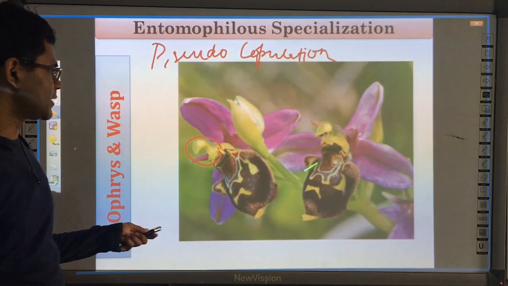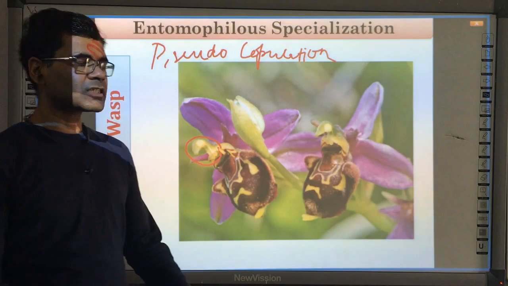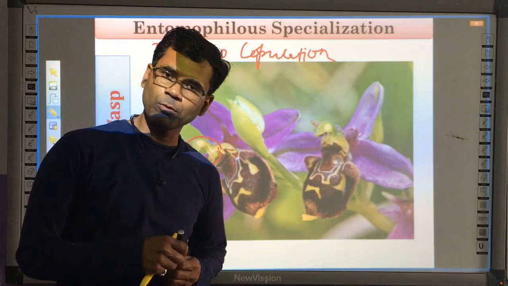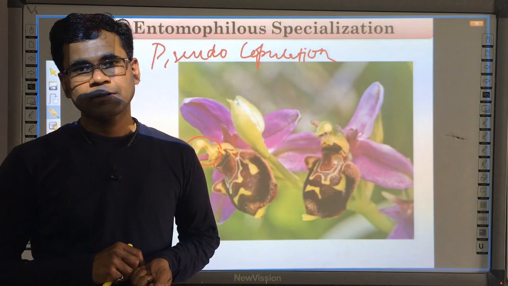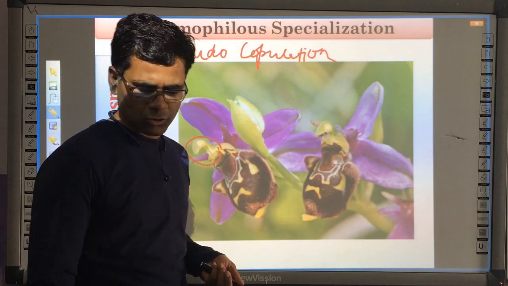These are a few of the specializations which are important and are there in your syllabus. This is all about pollination: pollinating agents, important modifications or adaptations of pollen grains and of a flower for pollination, and some modifications of anemophilous, hydrophilous and entomophilous flowers. So I think we should close today with this topic.